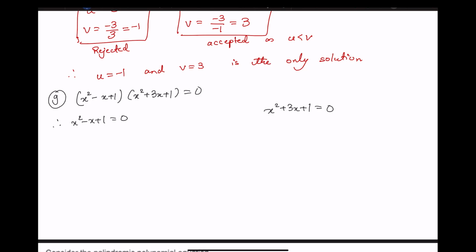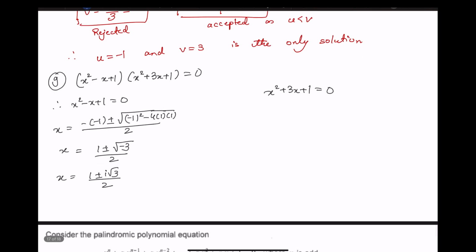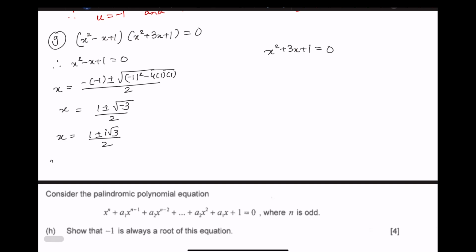Fine. Now I'll use the quadratic formula to find the roots. One plus minus negative root 3 by 2. So here x can be written as 1 plus minus i root 3 over 2. So two solutions from the first equation: x1, which is 1 plus i root 3 over 2, and 1 minus i root 3 over 2.